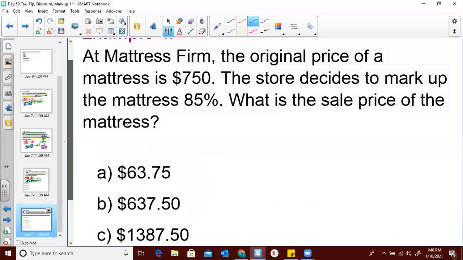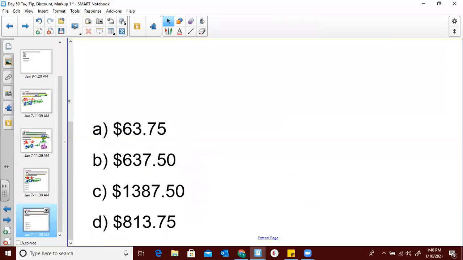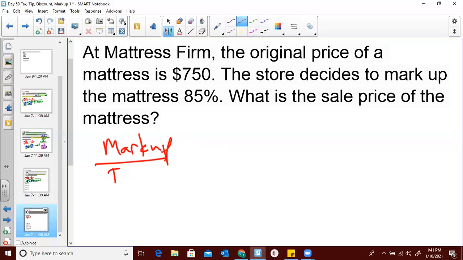At the mattress firm, the original price of a mattress is $750. The store decides to mark up the mattress 85%. What is the sale price of the mattress? So here we're going to have a markup. That's going to be over our money total, and that's always going to equal percent over 100.